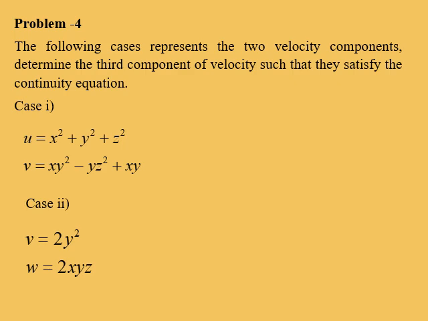In the first case, the velocity components u as well as v are given, and here we need to calculate the velocity component in the z direction, that is w. In the second case, the velocity components in the y and z directions are given, that is, the velocity component in the y direction is v is equal to 2y square and the velocity component in the z direction w is equal to 2xyz. So in this second case we want to calculate the velocity component in the x direction, that is, u is equal to what?